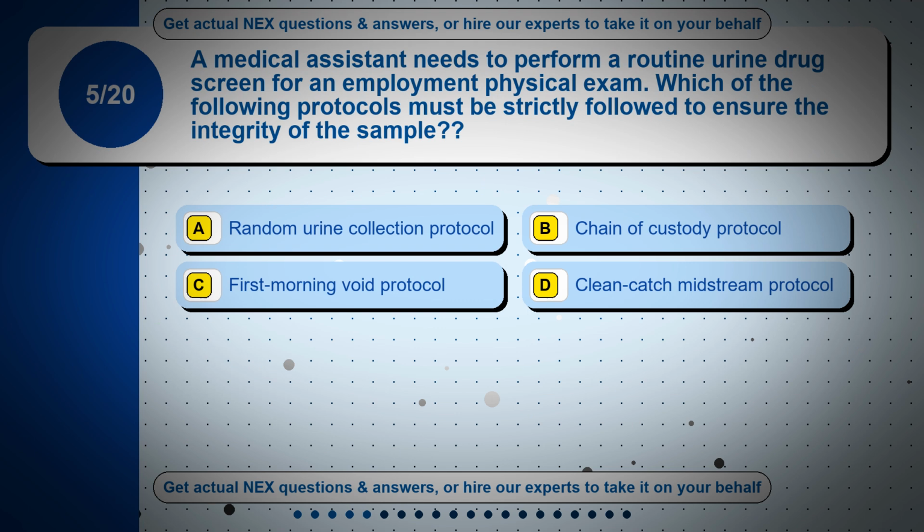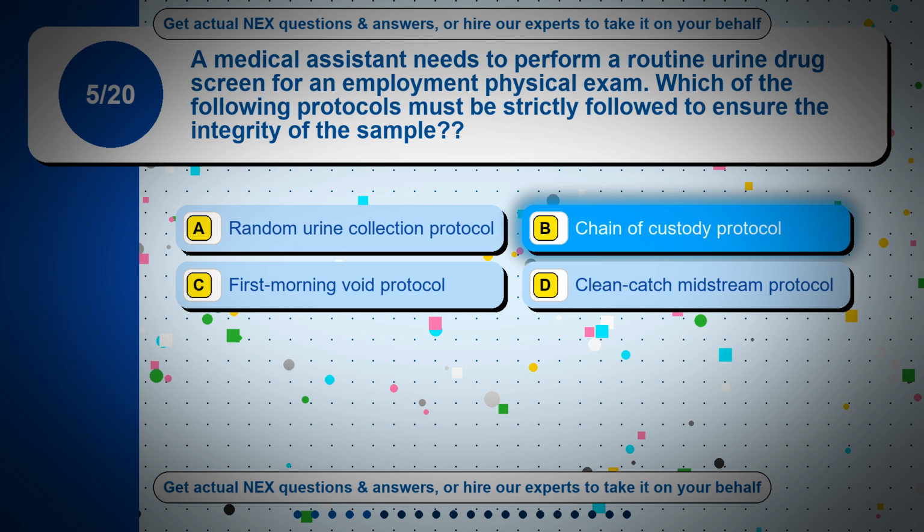Question 5. A medical assistant needs to perform a routine urine drug screen for an employment physical exam. Which of the following protocols must be strictly followed to ensure the integrity of the sample? Option A. Random urine collection protocol. Option B. Chain of custody protocol. Option C. First morning void protocol. Option D. Clean catch midstream protocol. The correct answer is option B.